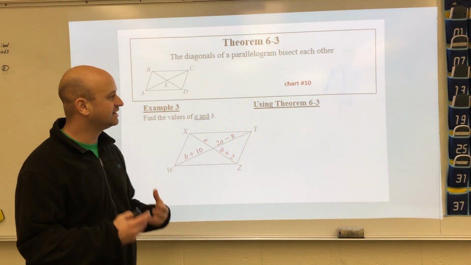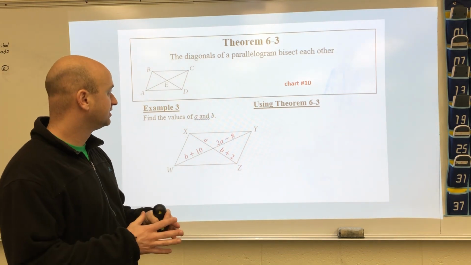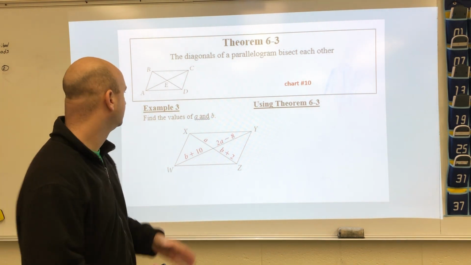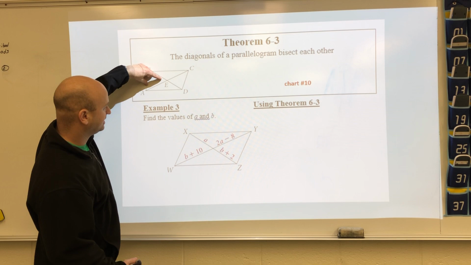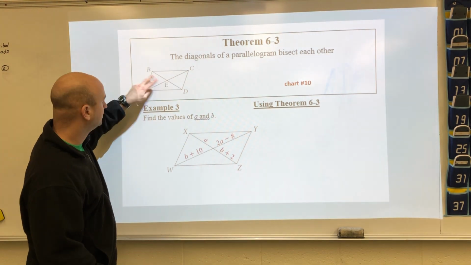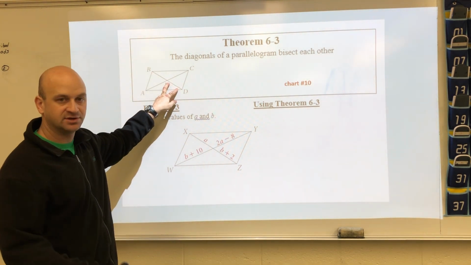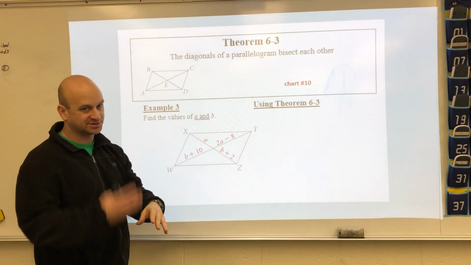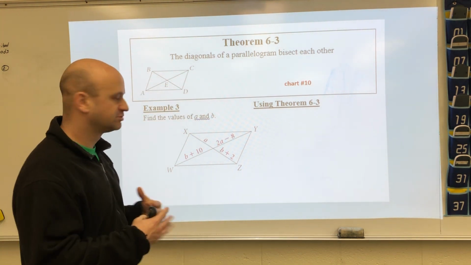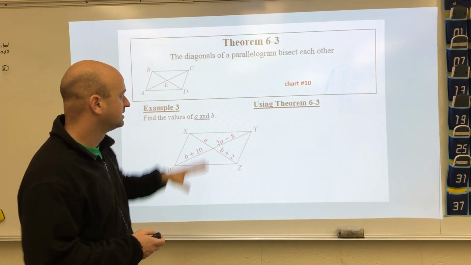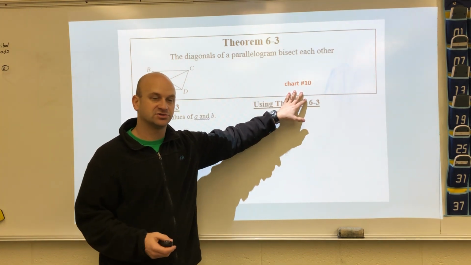All right, the next one, diagonals. Diagonals of a parallelogram are going to bisect each other. So when they go through, one side of it will equal the other. This side will equal this side. Doesn't mean they're the same length, but they get cut in half, each split in half when they intersect. That's going to be box number 10 on the yellow chart.